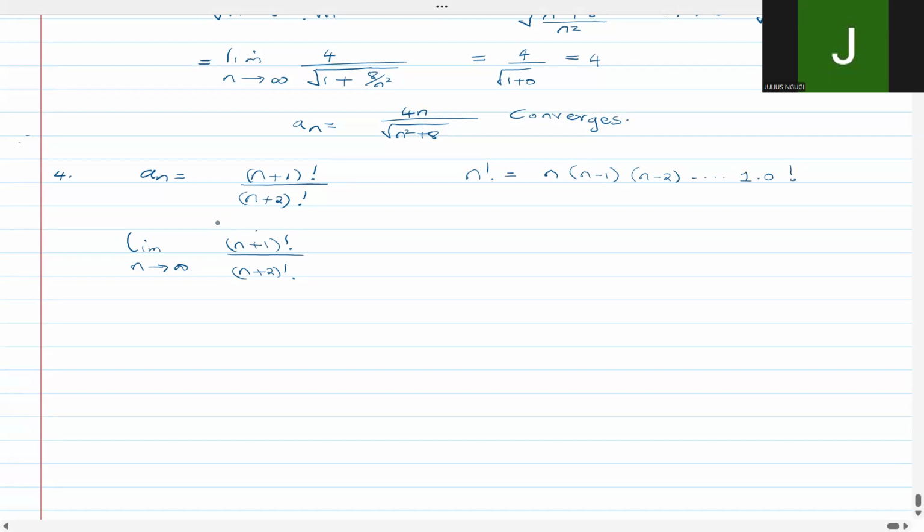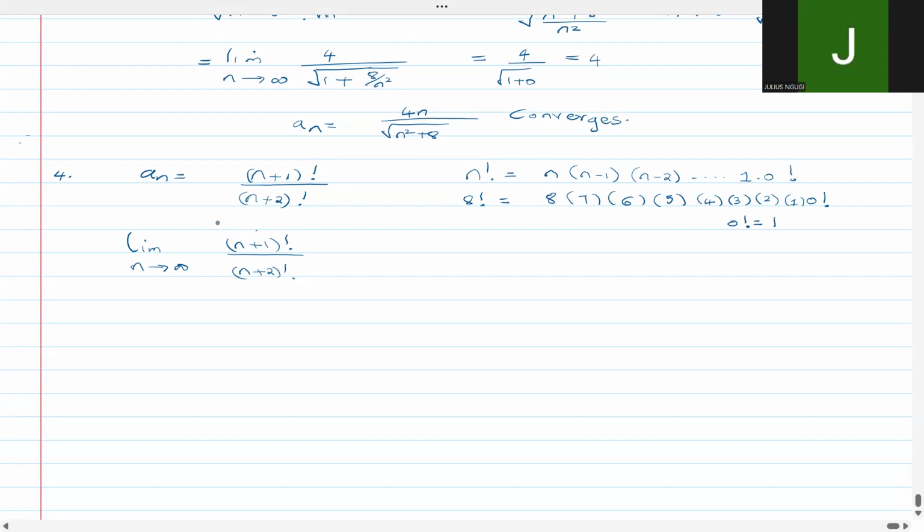A good example, 8 factorial is the same as 8 multiplied by 8 minus 1, that's 7, multiplied by 8 minus 2, that's 6, 8 minus 3, that's 5, 8 minus 4, that's 4, 8 minus 5, that's 3, 8 minus 6, that's 2, 8 minus 7, that's 1, and then 8 minus 8, that's 0. And 0 factorial is always equal to 1.